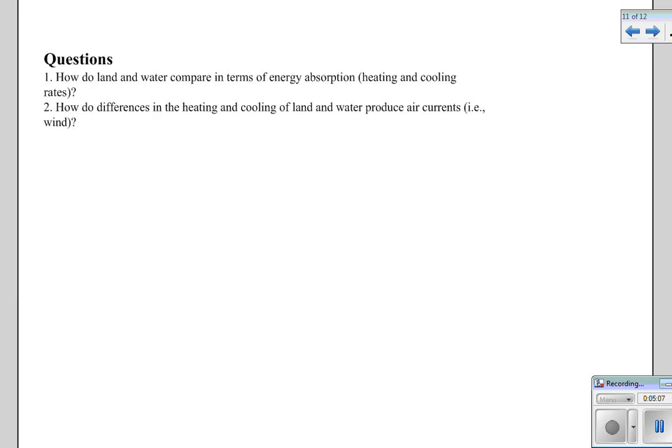How do differences in the heating and cooling of land and water produce air currents? Wind. How do you think these would start creating wind? Those of you who have been on the beach, you usually can tell there's a stronger wind when you get down closer to the water. Why do you think this is happening? If you need to hit pause, you can go back to the diagram of convection currents, and that might help you get an idea of how the air is moving and forming wind.